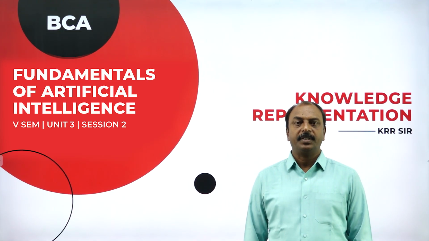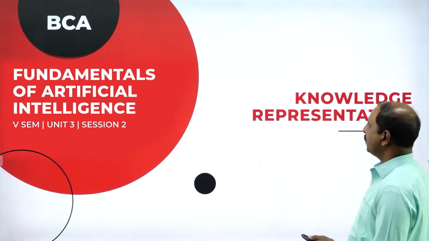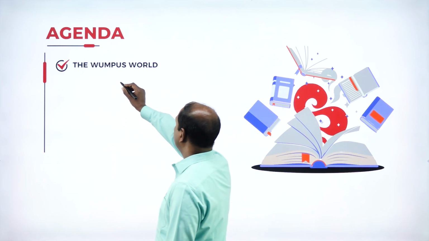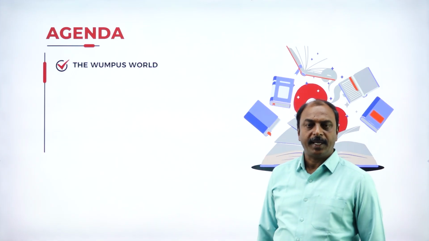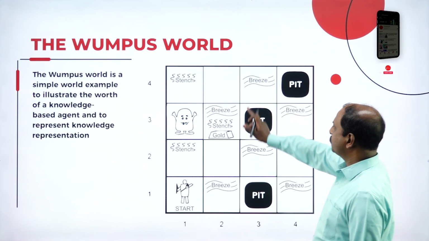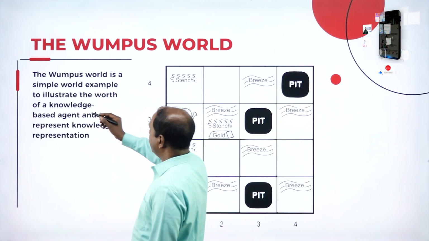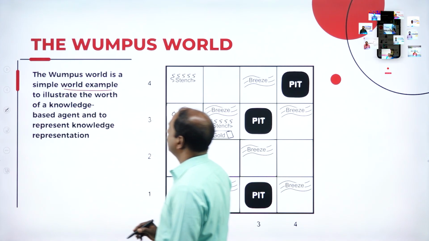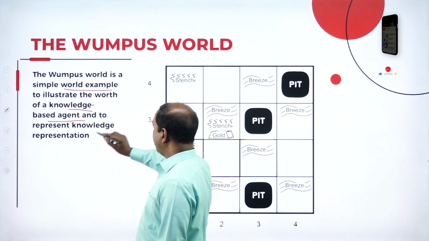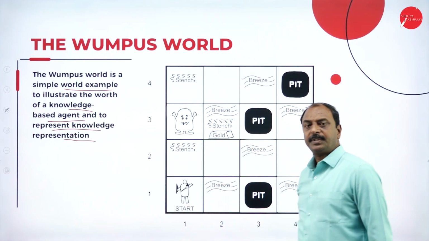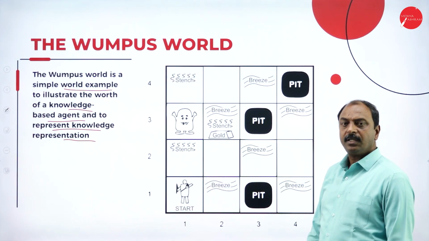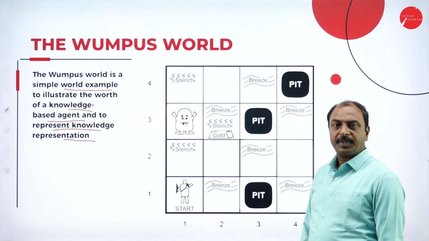Students, let us start discussing the chapter Knowledge Representation. In this session, we are going to talk about the Wumpus world with respect to AI or knowledge representation. Now let us see what the Wumpus world is. The Wumpus world is a simple world example to illustrate the worth of a knowledge-based agent in representing knowledge. So, this is a common example for knowledge representation.